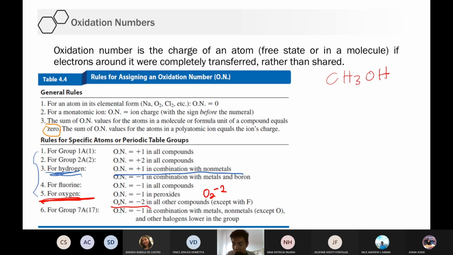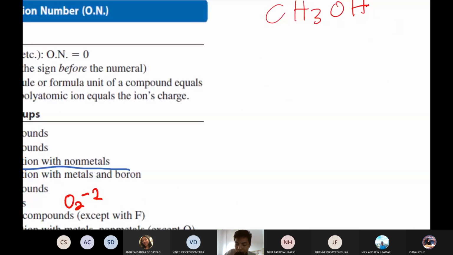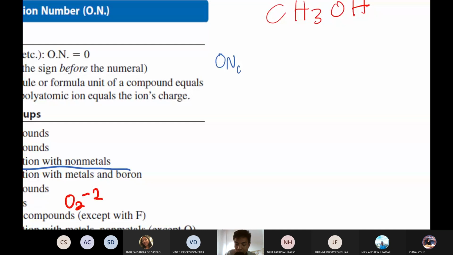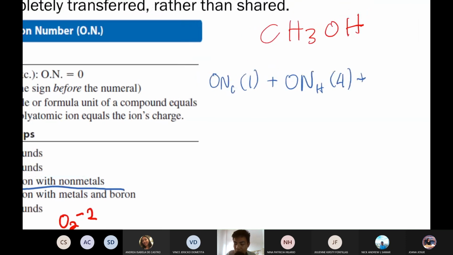So, sabi ng rule number 3, oxidation number of carbon times 1, isa lang kasi carbon, plus oxidation number ni hydrogen times 4, apat kasi yung hydrogens dyan, plus oxidation number of oxygen times 1, isa lang kasi oxygen dyan. When you add that up, it should be equal to the charge, no? Which is 0. Wala kasi nakalagay doon sa top right corner. Pag wala nakalagay sa top right corner, ibig sabihin nun 0 yung kanyang charge.